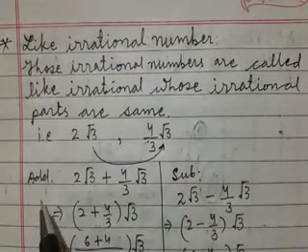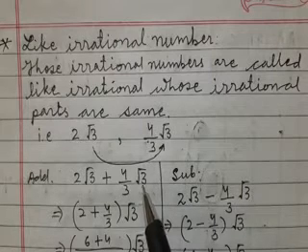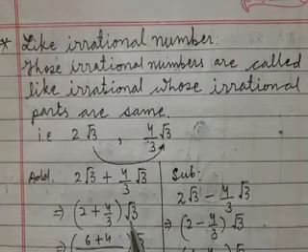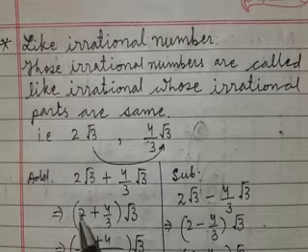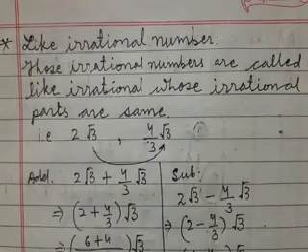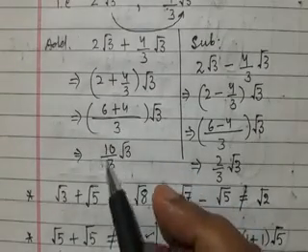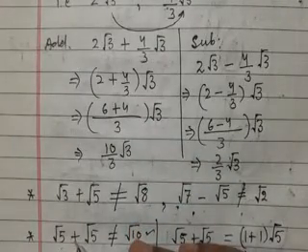You can see, for example, here 2 root 3 plus 4 upon 3 root 3. So we want to add it. So here the irrational part is taken common, and then from here 2 is left, from here 4 upon 3. So when you take LCM, it is coming 3, then 3 2s are 6, and then here when you divide 3 by 3, 1, so 1 4s are 4. So we are getting 6 plus 4, 10, and then 10 upon 3 root 3. So in this way we can add the like irrational number.